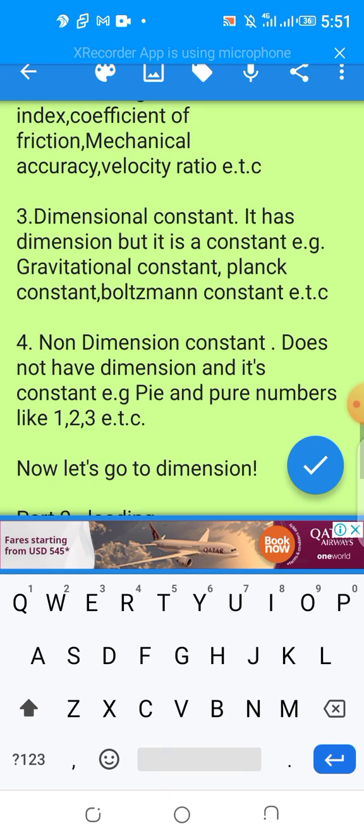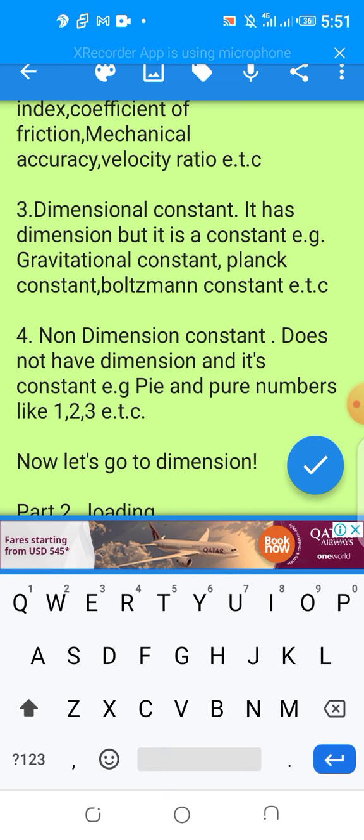So the last one is non-dimensional constant, something that does not have dimension and is also a constant. It does not change. For example, we talk about pi. Pi does not have dimension. Pi is 3.14. It does not have dimension and it is a constant. Another example is pure numbers, like 1 is 1, 2 is 2, 3 is 3. They don't have dimension and they are still constant. 1 cannot change, 2 cannot change, 3 cannot change.